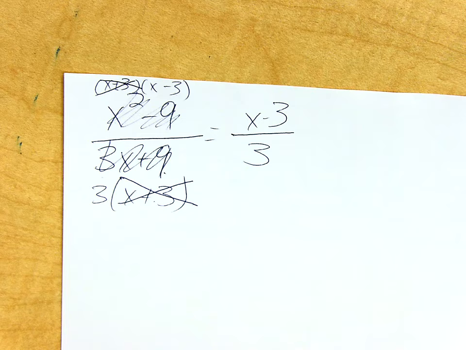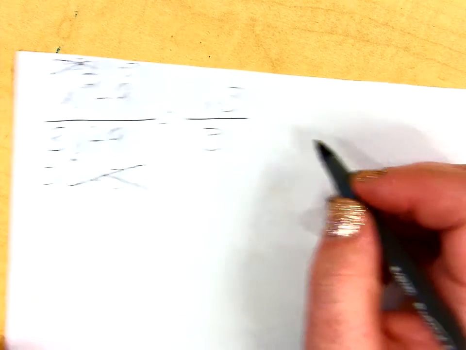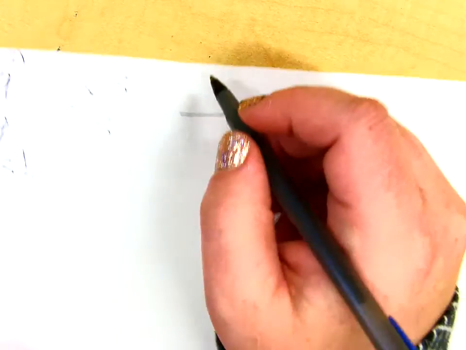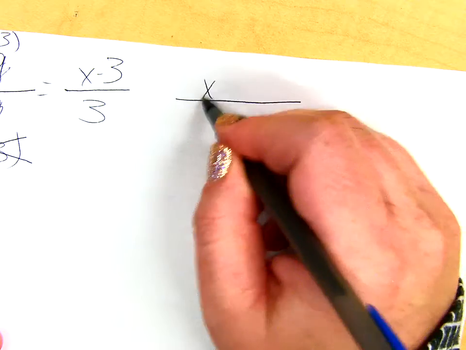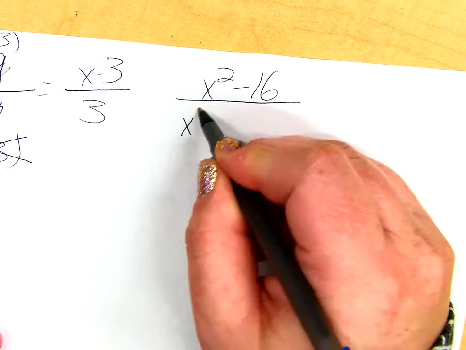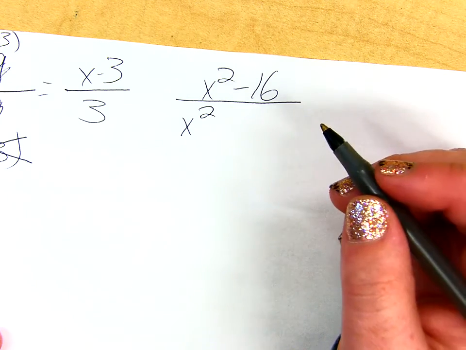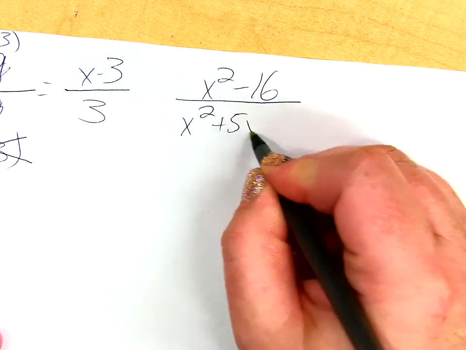We didn't only factor binomials. We've been factoring trinomials too, right? Of course we have. Let's try one of those. What if you had, let's do x squared minus 16 over x squared plus 5x plus 4.